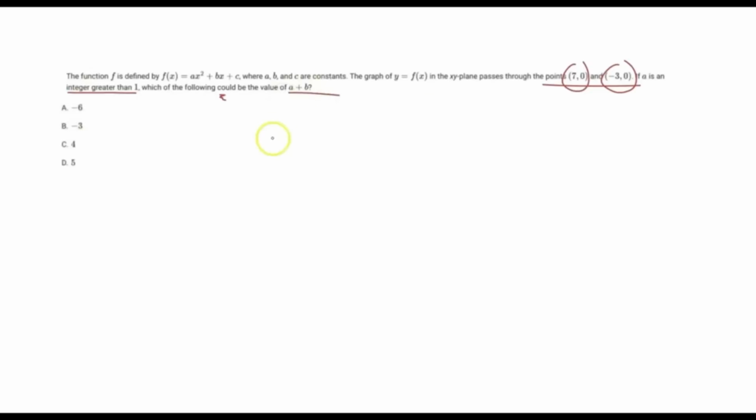So first off, let's just write what we know. So we know f of x is our function, and a is an integer greater than 1, except we don't know what it is. So let's just write a to represent it. However, what we do know are the roots, and that is (7, 0) and (-3, 0). So when you have these coordinate points as solutions, you can rewrite them in their factored form. So (7, 0) can be rewritten as x minus 7, because when you set this equal to 0 and solve, you get positive 7. And (-3, 0) can be rewritten as x plus 3.